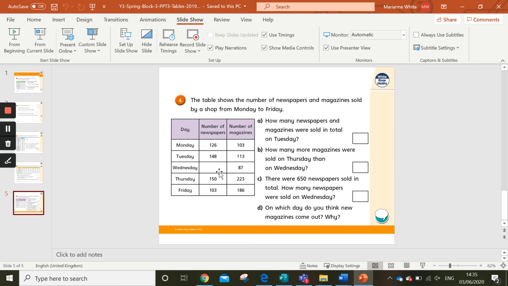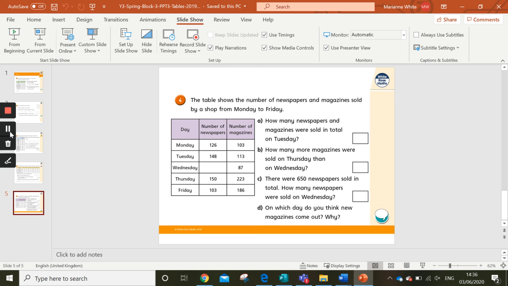If you have a look, you know that all these numbers added together, including the missing one for Wednesday, equal 650. But what you do know is that on Monday and Tuesday and Thursday and Friday, you have the numbers for these. So can you put this information into a bar model to discover the answer?